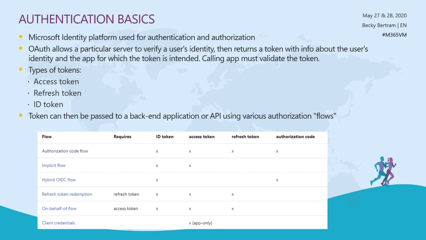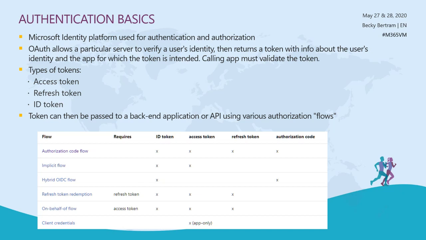On behalf of flow is what you would use if you were going to take that token and pass it a second hop to an API. So if you think about back in the day with Kerberos authentication, it was a way of doing that double hop. On behalf of is kind of like that double hop.